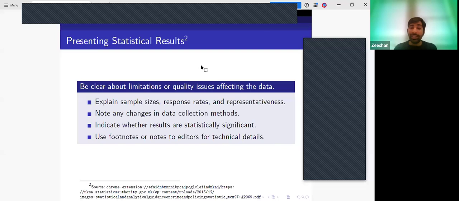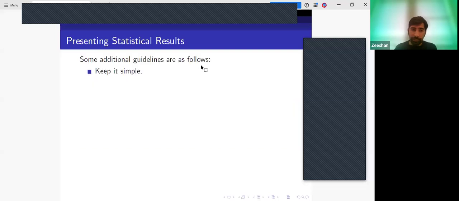So indicate whether results are statistically significant. Here the term significant is important because we are interested to know whether the result is significant or not. Use footnotes, or notes to editors, for technical details. And in addition to that, keep things simple, right?